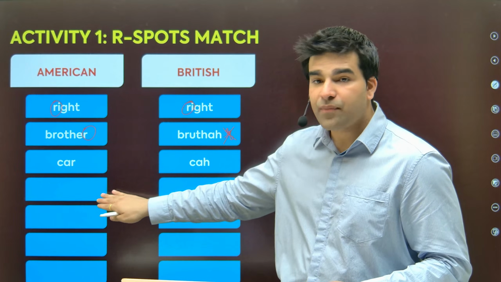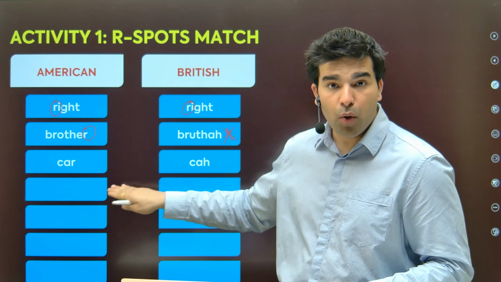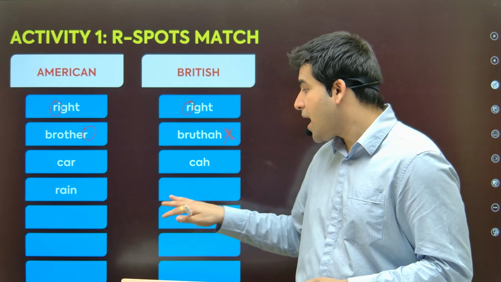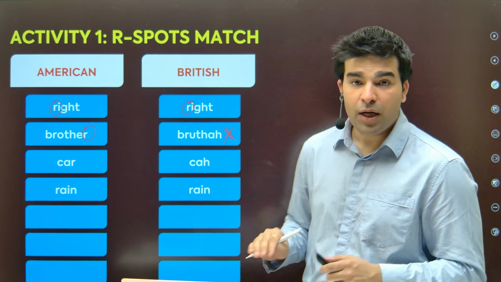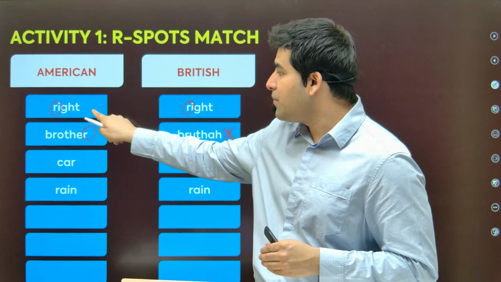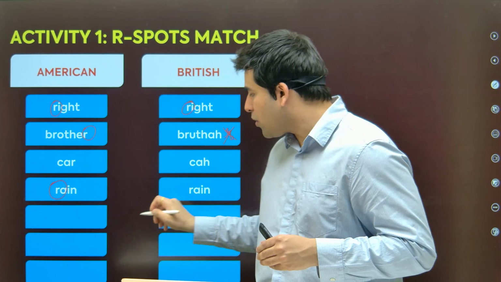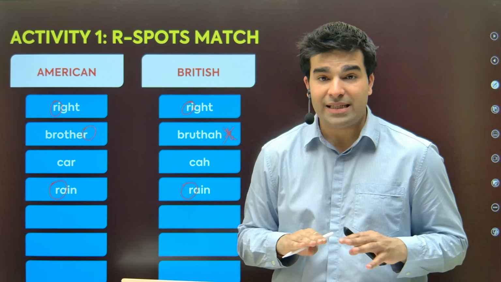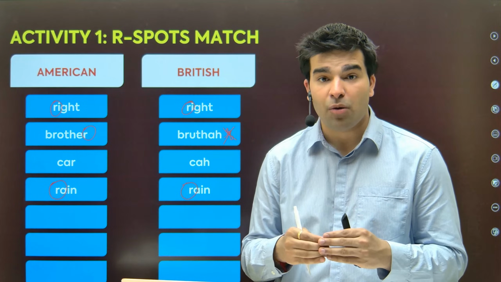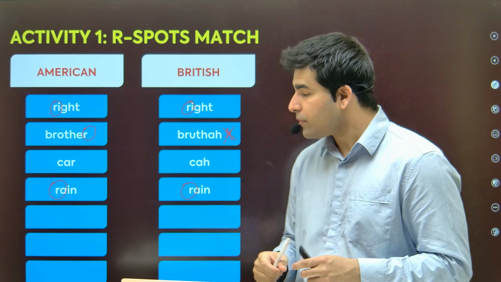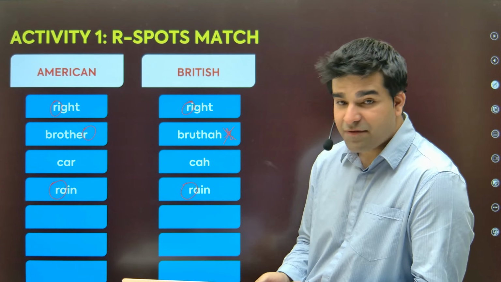Please repeat after me. This word is going to be same in both British and American. Rain and rain. Why? Because of the same reason that we discussed above. If R comes in the beginning of the word, it is same. We do not drop it. It is the rolled R. Okay? Okay, next word. Please repeat after me.